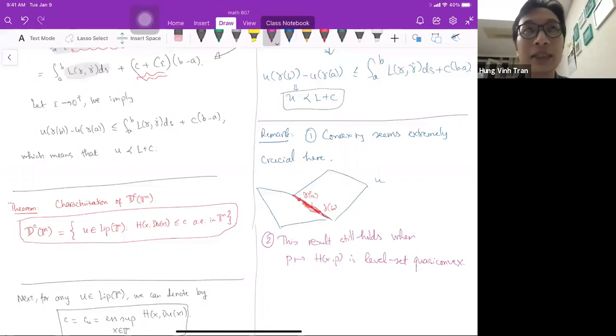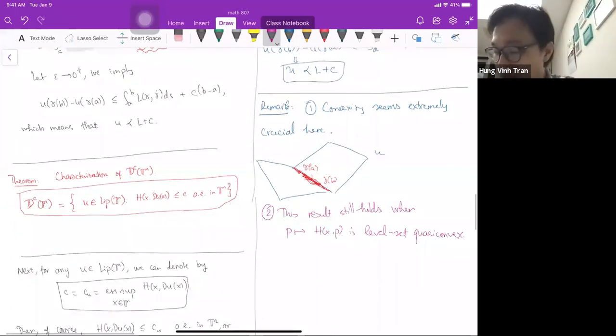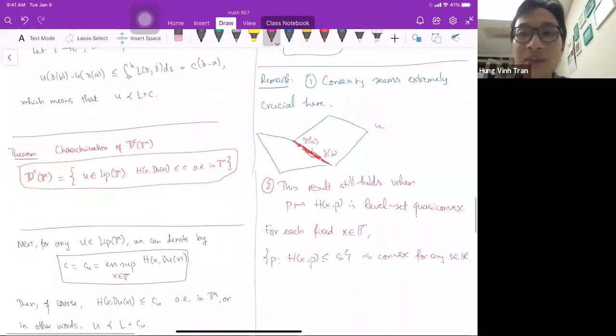And I said from the beginning that I'm going to be a little bit sketchy here. I didn't discuss much about quasi-convex functions, but roughly speaking, quasi-convex functions are functions that, let me write out the definition. For h with x fixed in the torus, we would have that the set of p such that h of (x,p) is less than or equal to s is convex for any s in R. So its sub-level set is always convex.